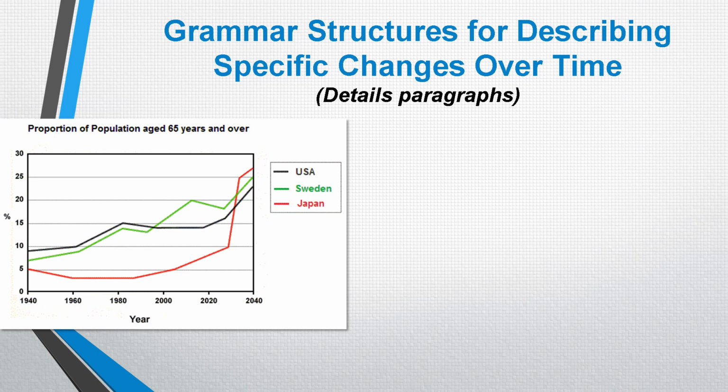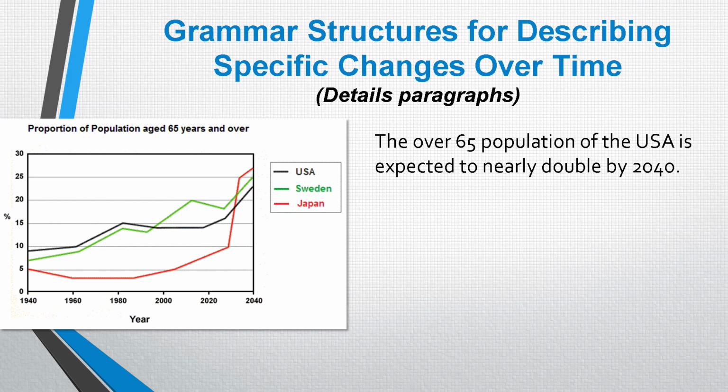Next, we're going to take a look at a different way to describe specific changes over time, and this time we're going to use language of proportion. So here we've got a typical line graph, with 3 countries labelled there. And our first sentence reads, the over 65 population of the USA is expected to nearly double by 2040. So rather than say increase by 45%, we're saying it's going to nearly double.